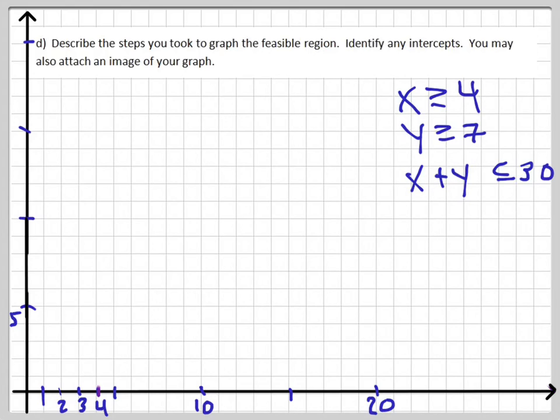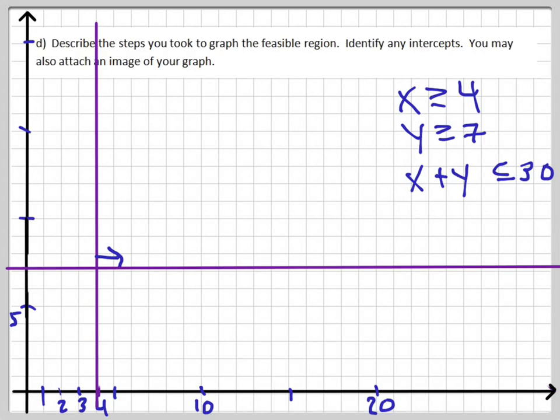All right, so the first one, we could graph the boundary line, X equals 4. That's about here. Okay. And then if X is greater than or equal to 4, I would need to shade to the right of that line. Then Y is greater than or equal to 7. That's a horizontal line here. And if Y is greater than or equal to that, I would need to shade above that line.